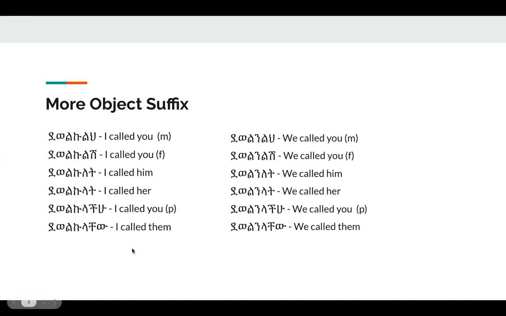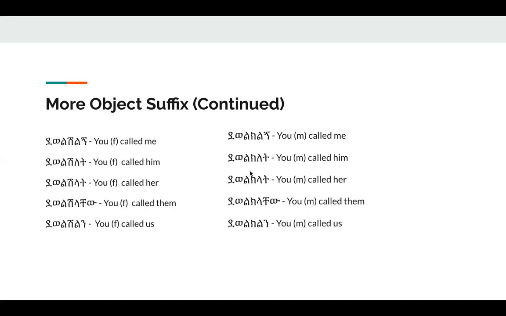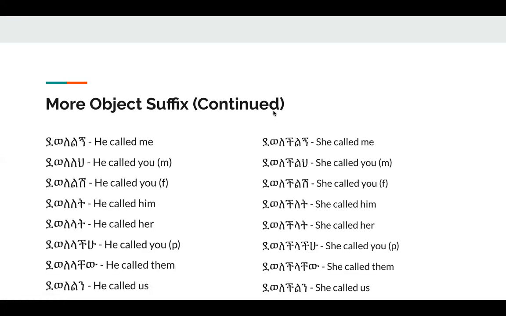You can't say, for example, I called me. That doesn't make any sense, at least in Amharic. You can't say you called you. Even in English, that doesn't make sense. So that's why these have less combinations. But you can say he called you guys, he called me. That's why there's so many combinations in this one, if you noticed.